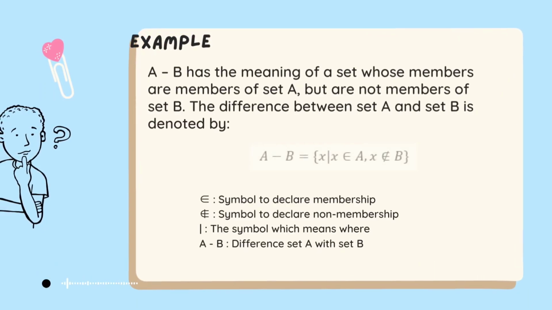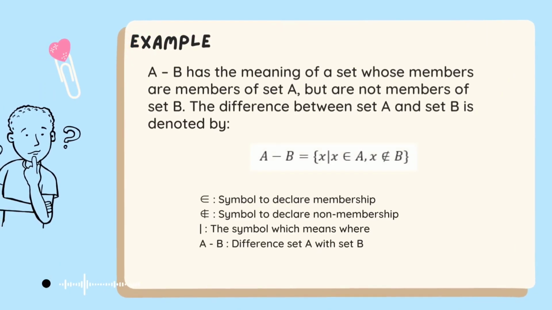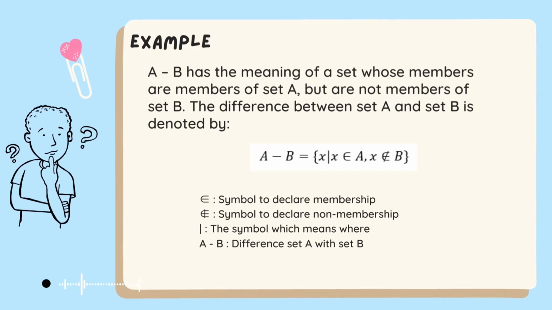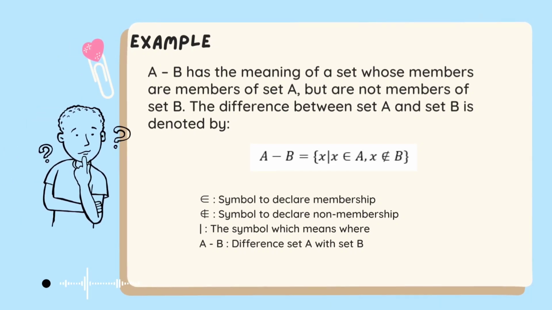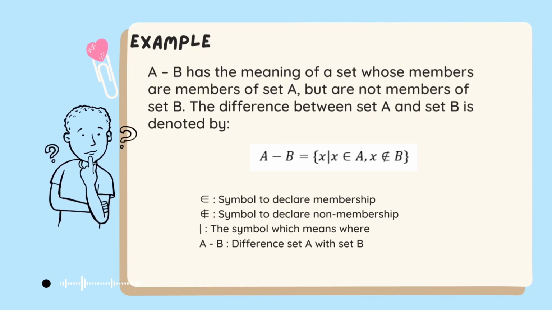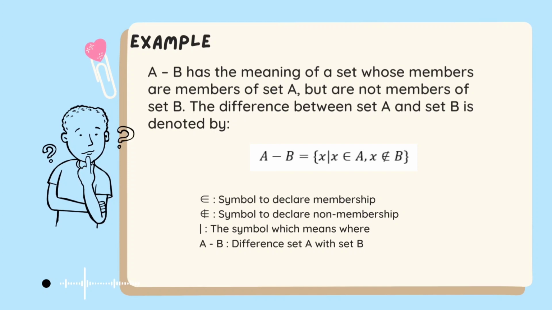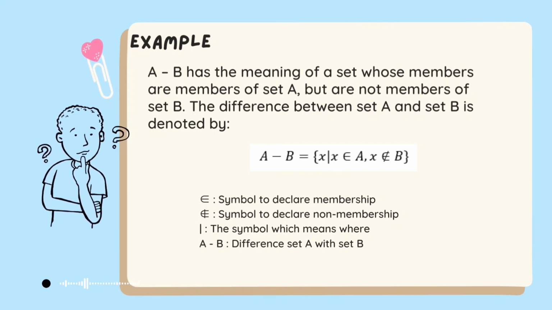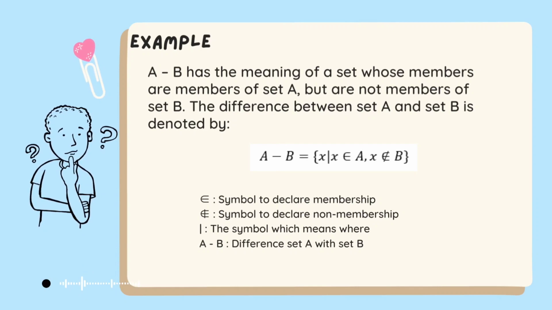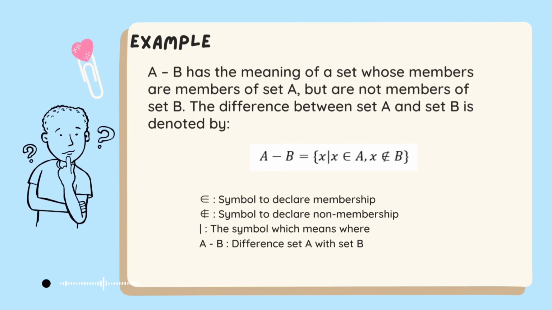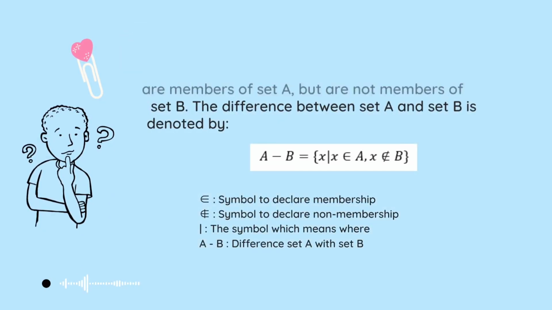As an example, A difference B has the meaning of a set whose members are members of set A, but are not members of set B. The difference between set A and set B is denoted by A difference B equals {x | x is a member of A and x is not a member of B}, with the information already listed.